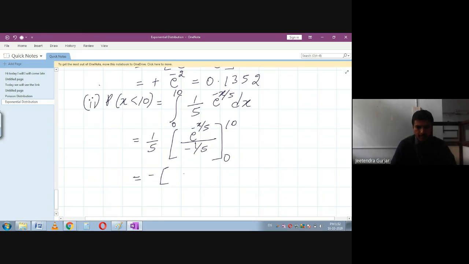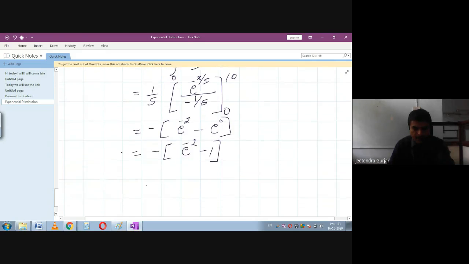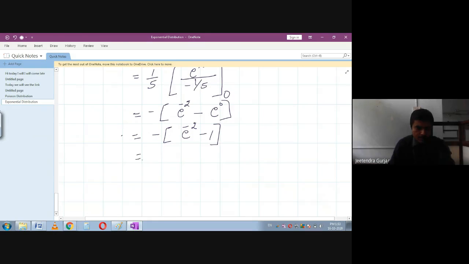Now substitute 10. When you substitute here 10, students, what do we get? 10 divided by 5 will be 2, minus e raised to minus 2, and for the lower limit 0 we get 1. When you simplify this, it is going to get you minus e raised to minus 2 minus 1. Substitute the values, students, you will get the answer very easily. This value is equal to 0.0446, students. So this is how we have calculated the values.